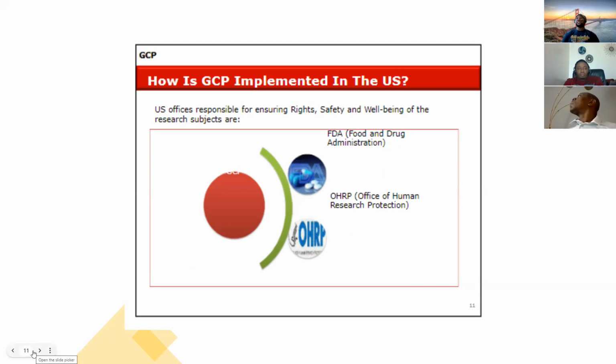How is the GCP implemented in the US? Now, US offices responsible for ensuring the rights, safety, and well-being of subjects under GCP include the FDA. FDA is a US organization, of course, responsible for the management of ethics and safety of human subjects. It also involves the Office for Human Research Protections, OHRP. So OHRP also manages the safety of human subjects.